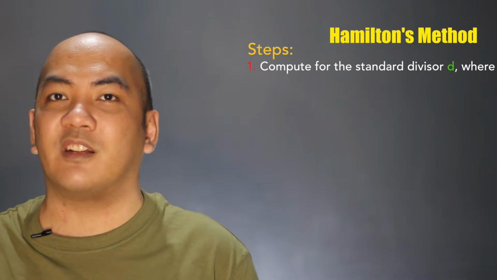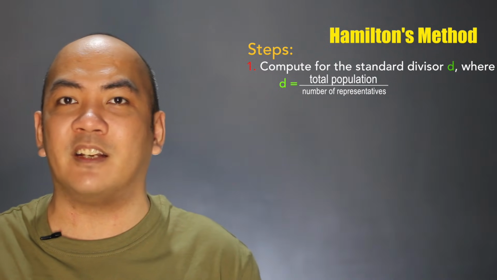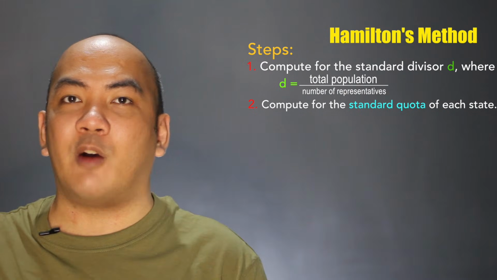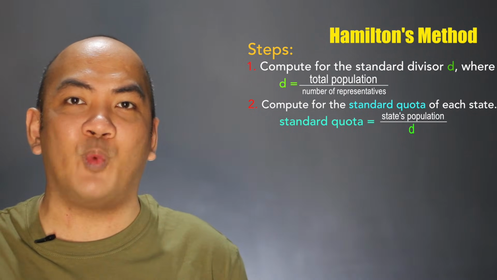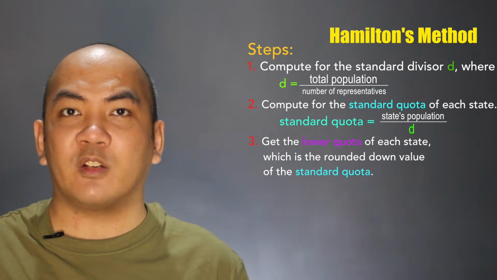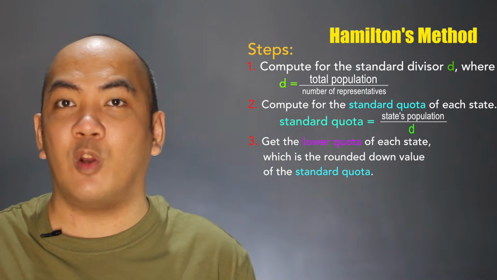First is compute for the standard divisor D, which is the quotient when the total population is divided by the number of seats or representatives. Next is to compute for the standard quota, which is the quotient of the state's population when divided by the standard divisor D. Then get the whole number part of the standard quota, or in other words, round it down and call it the lower quota.